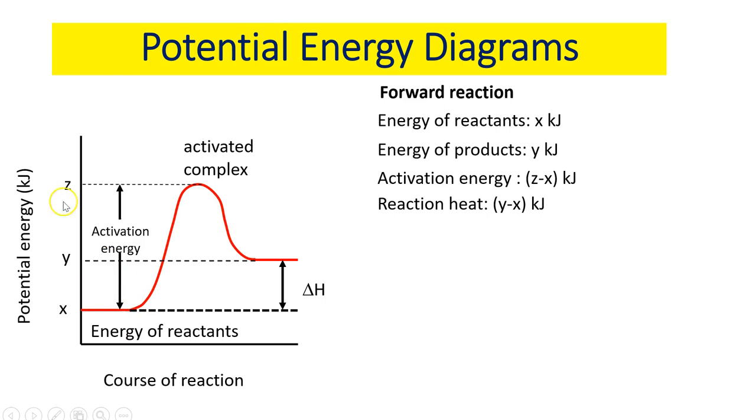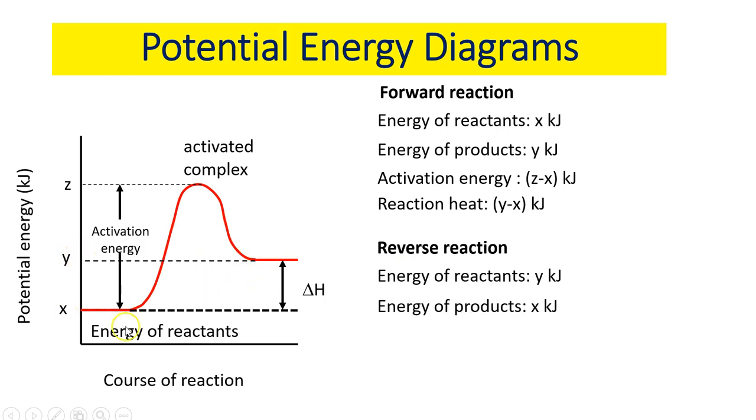But sometimes they will give you this graph and ask you some information on the reverse reaction. Now for the reverse reaction, it means that what used to be products in the forward reaction is now going to be reactants. So in the reverse reaction, the energy for my reactants is going to be Y. My energy for my products will be X, because this is now the reaction happening in reverse for this component.